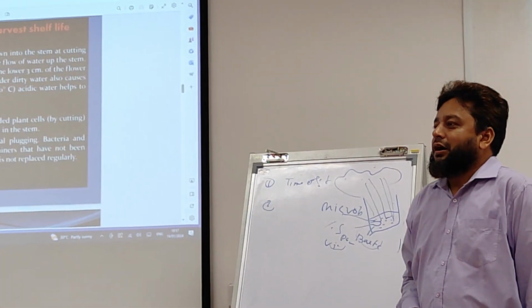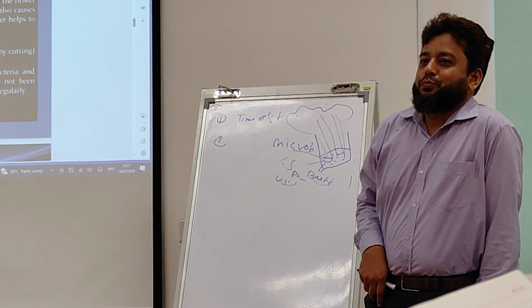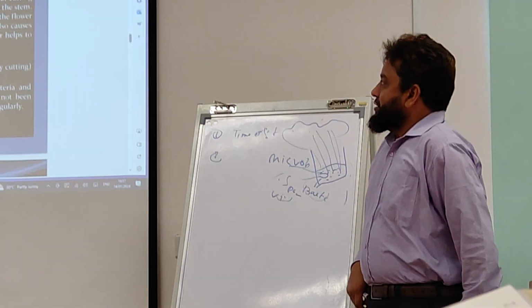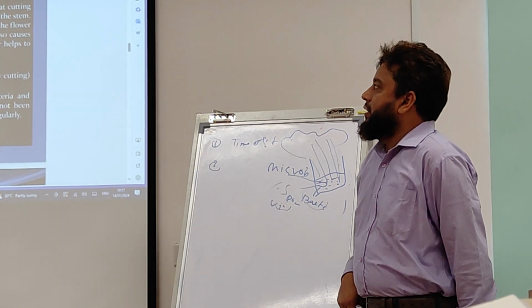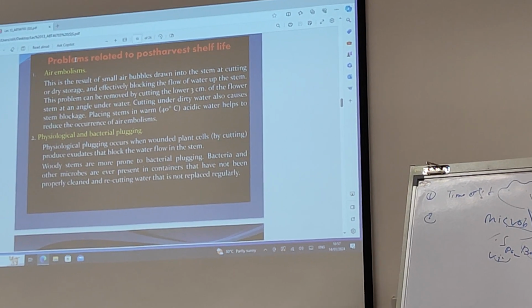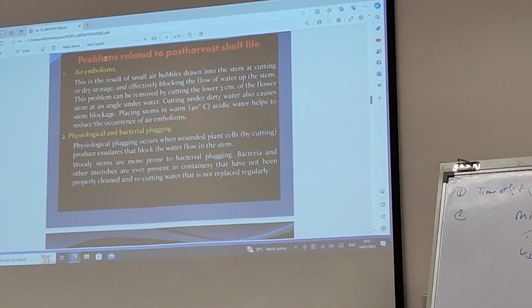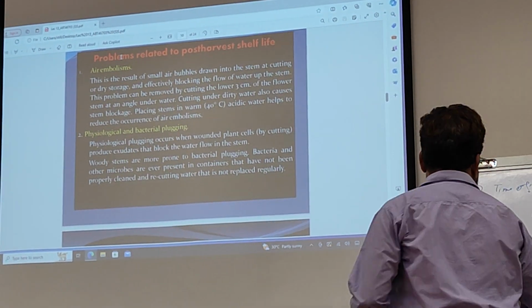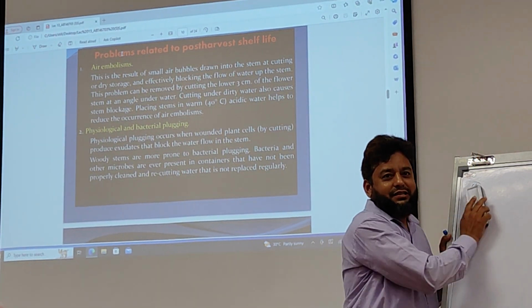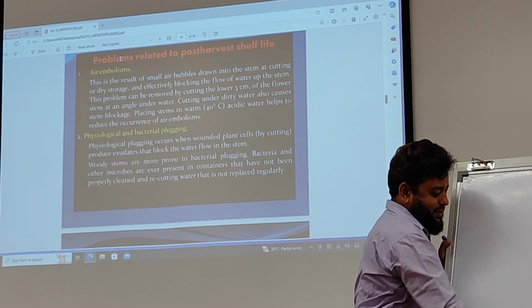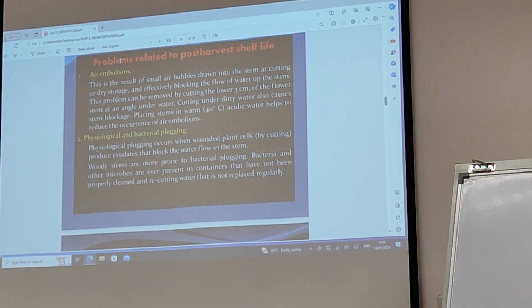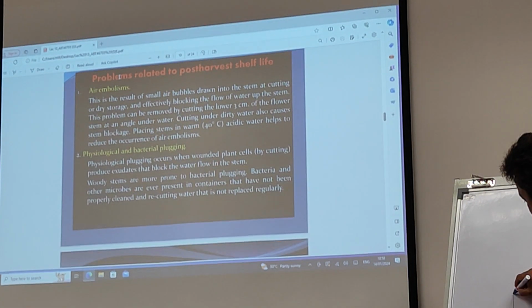So maybe I can give this question. Please give two types of problems that can affect the shelf life of the flower. Number one is air embolism. Okay, right? So then maybe I will ask some questions. Can you give me the answer? Okay. So for the stem, right?